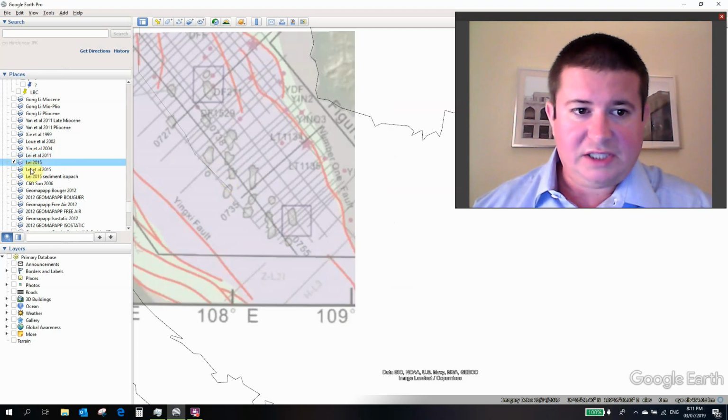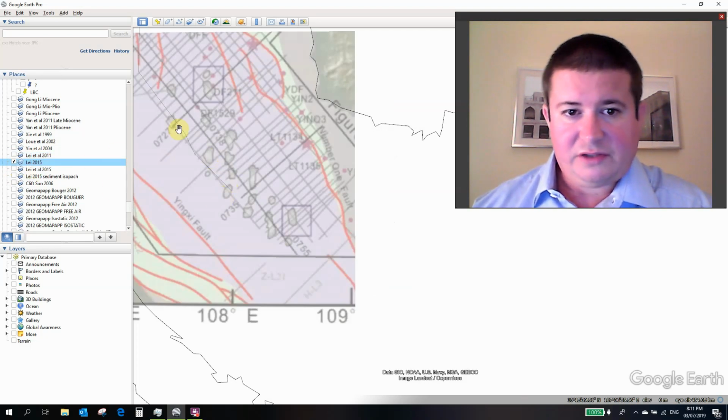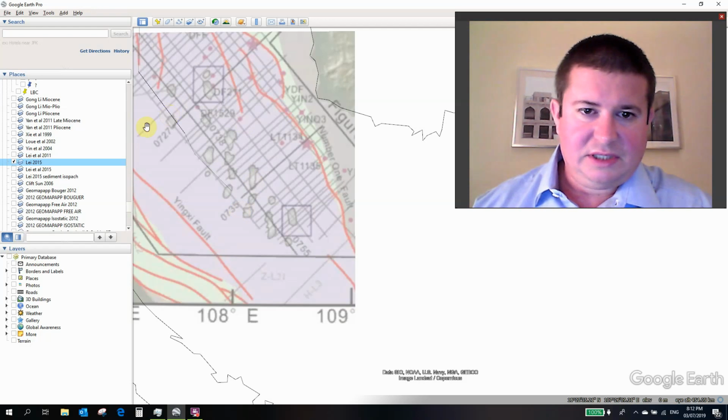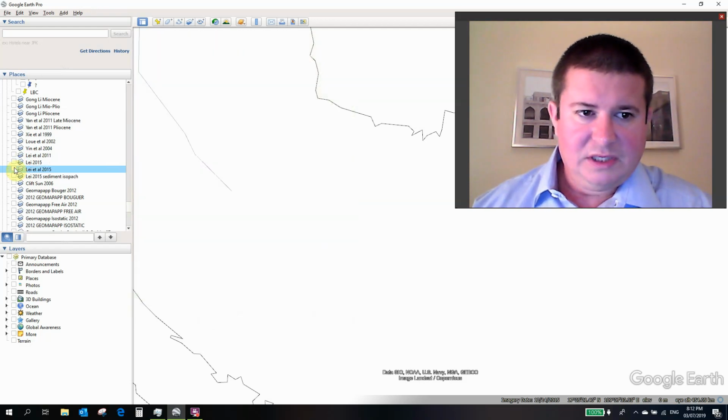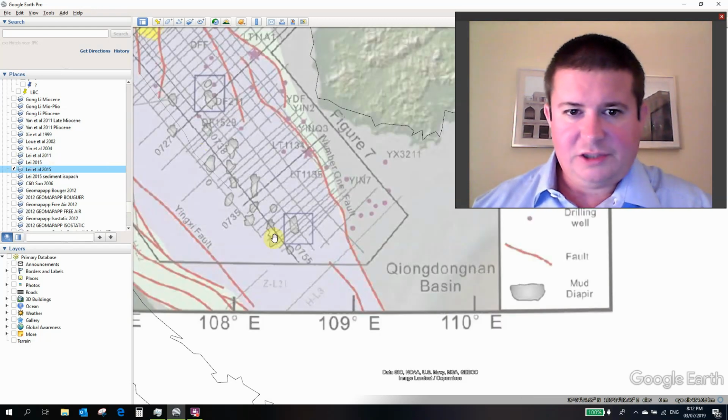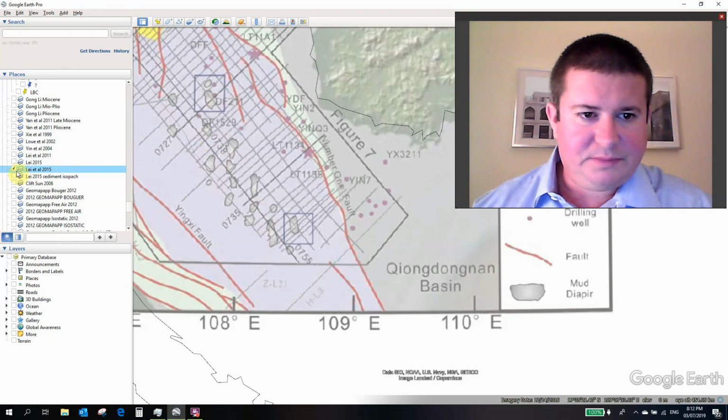Here's another one. This is Lee et al. 2015. Again, I'm looking at this possible. This kind of looks circular. This kind of looks elliptical to me. Interesting. No, these are all the seismic lines. We'll come back to them.